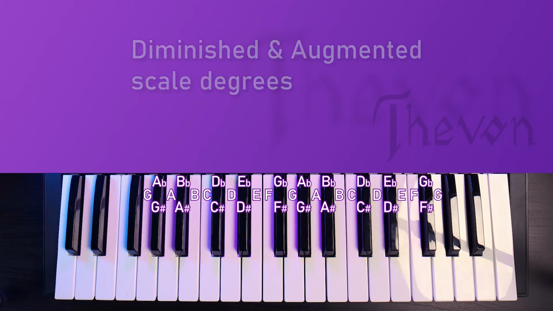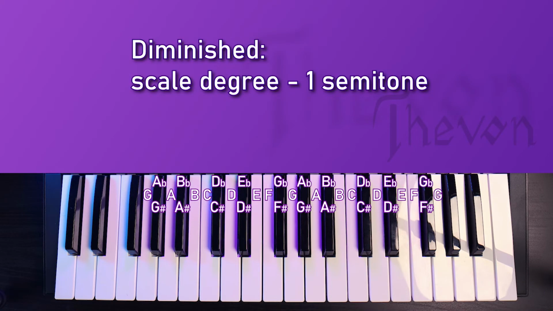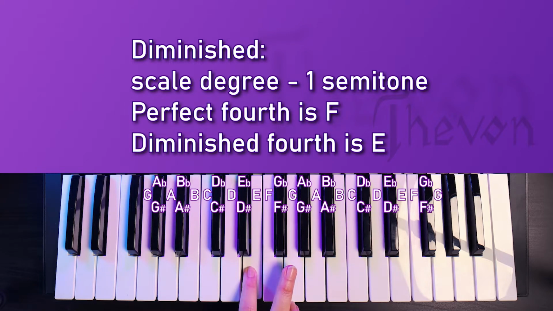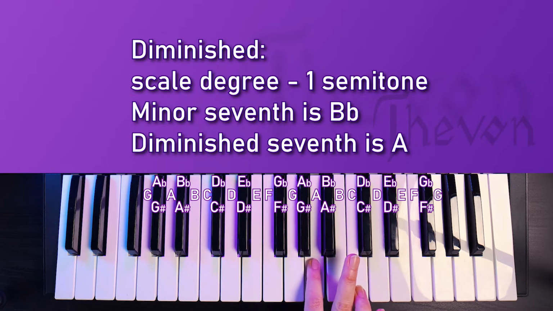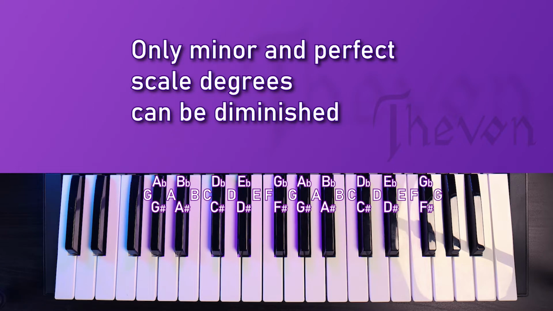scale degrees. A diminished tone means a certain scale degree is lowered by an extra semitone. For example, the diminished fourth, which is F, lowered by a semitone, looks like this. For example, a diminished minor seventh, which is B flat, looks like this. We cannot diminish a major scale degree, because a major scale degree lowered by a semitone is just a minor variant of that scale degree.